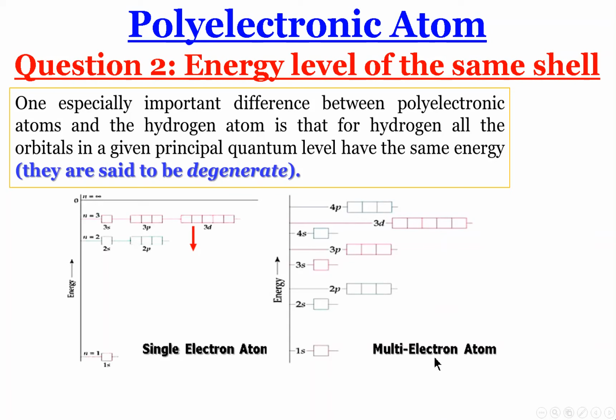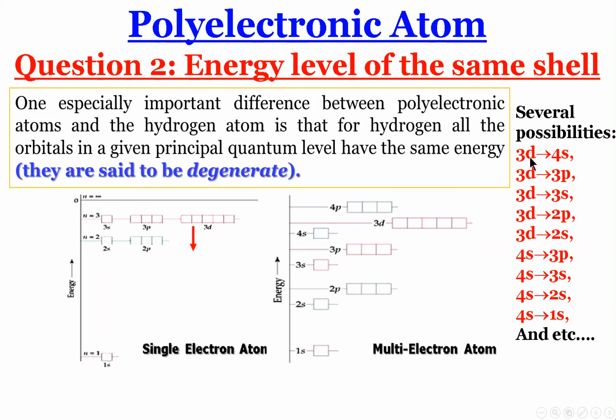In the case of the multi-electronic system, suppose the electron in 1s passes to 3d. In this case, the probabilities are different, since the energies of the orbitals 3d, 3p, and 3s are not the same. So what are the probabilities? We have 3d to 4s, 3d to 3p, 3d to 3s, 3d to 2s, 3d to 2p, 3d to 1s. Then 4s to 3p, 4s to 3s, 4s to 2p, 4s to 2s, and 4s to 1s. And we have 3s to 3p and the other returns.